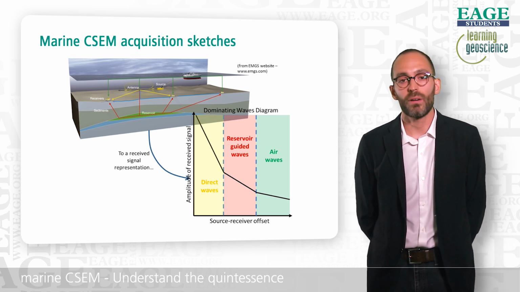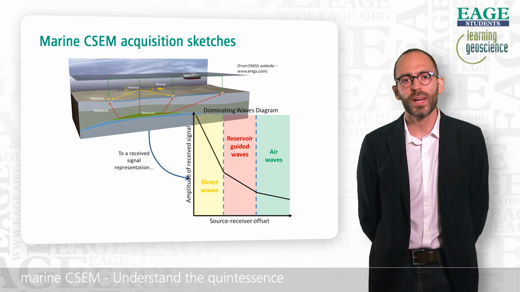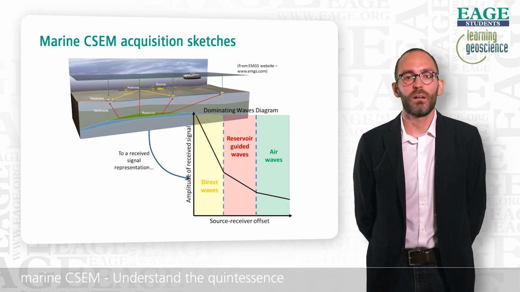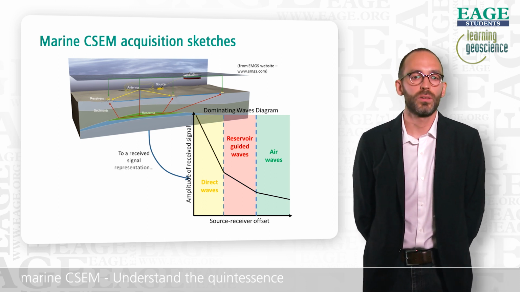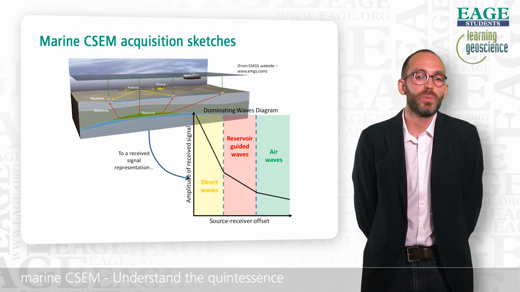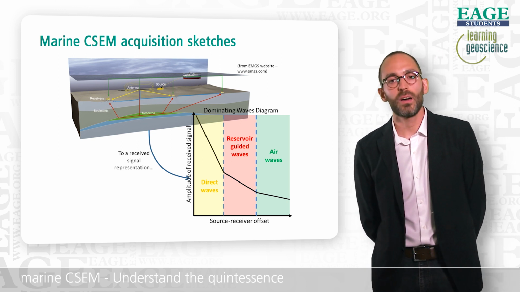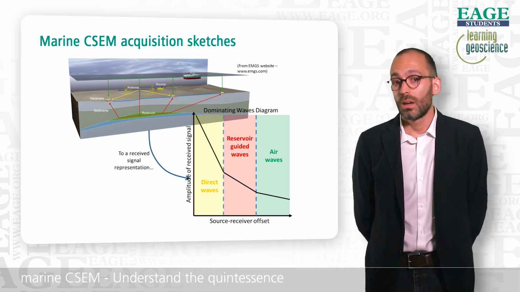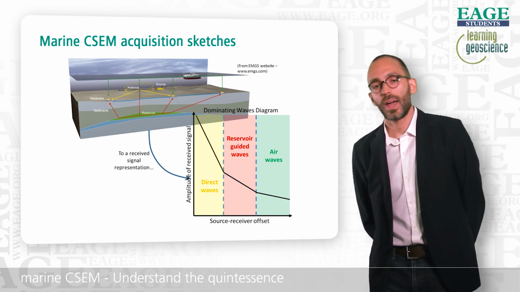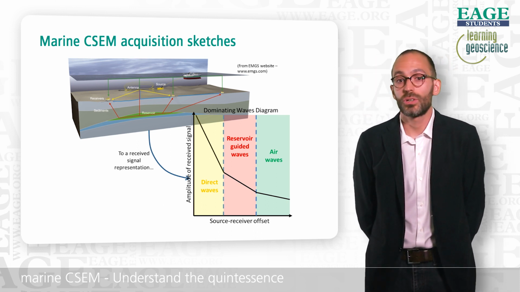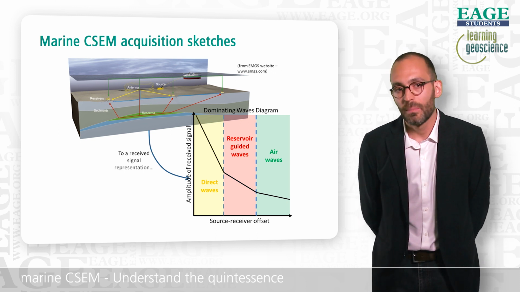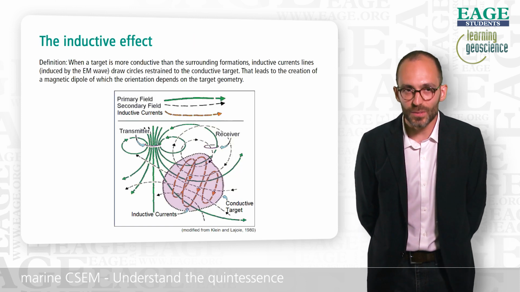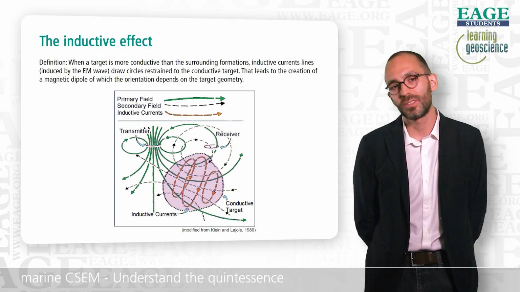For far offset, you have airwaves refracted at the air-water interface, which dominate the overall recorded signal, since they are poorly attenuated when traveling in the air. And in between, for mid-offset, you could eventually observe waves refracted by the hydrocarbon-bearing reservoir, which dominate both the air wave and the direct wave, which are now too attenuated, by a phenomenon we shall define right away. This is the inductive effect, and first of all we have to define it.